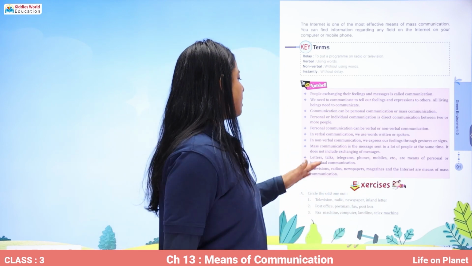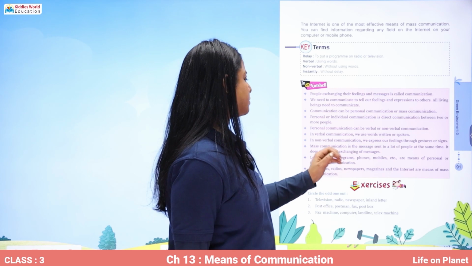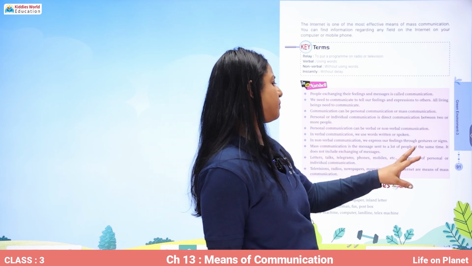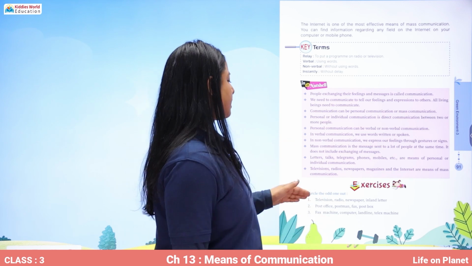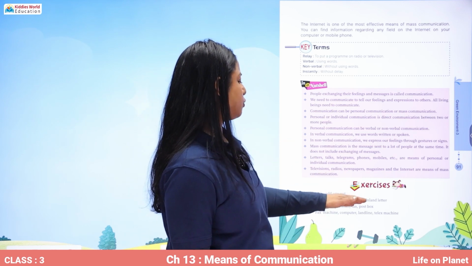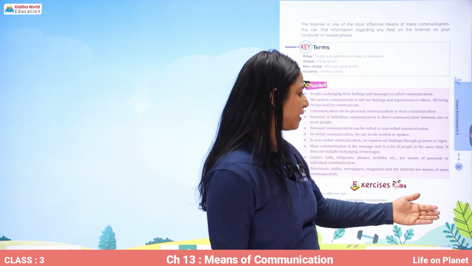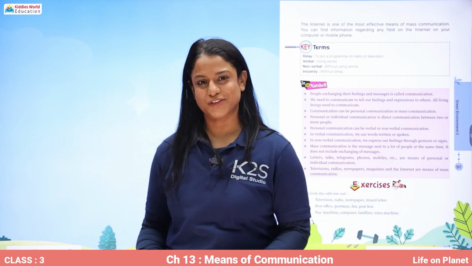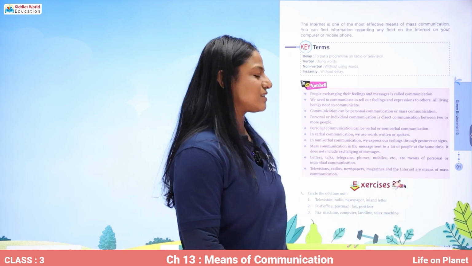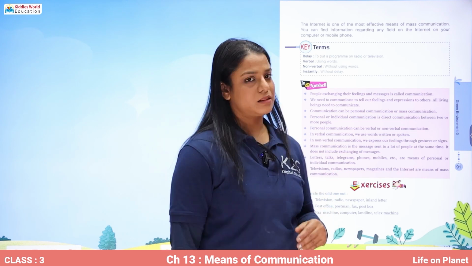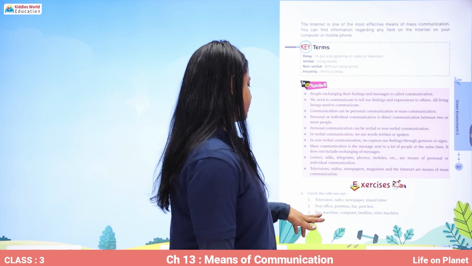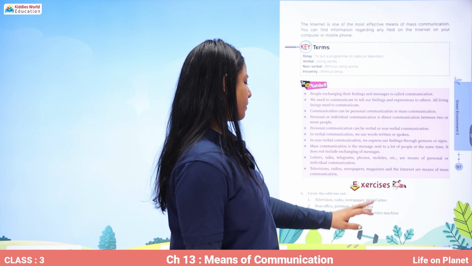Okay? Letters, talks, telegrams, phones, mobiles, etc. are the means of personal or individual communication. Telephone, radios, newspaper, magazine, and the internet are means of mass communication. So let's complete this exercise and see what we have learned in today's lesson. You have to circle the odd one out. Television, radio, newspaper, and inland letter.